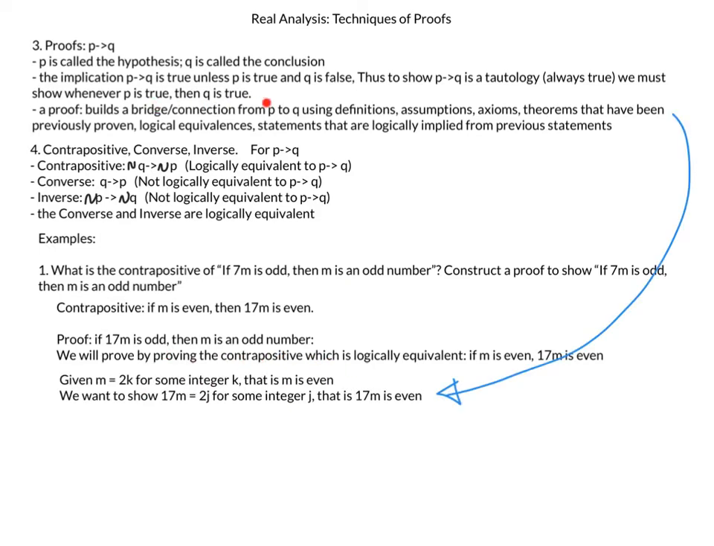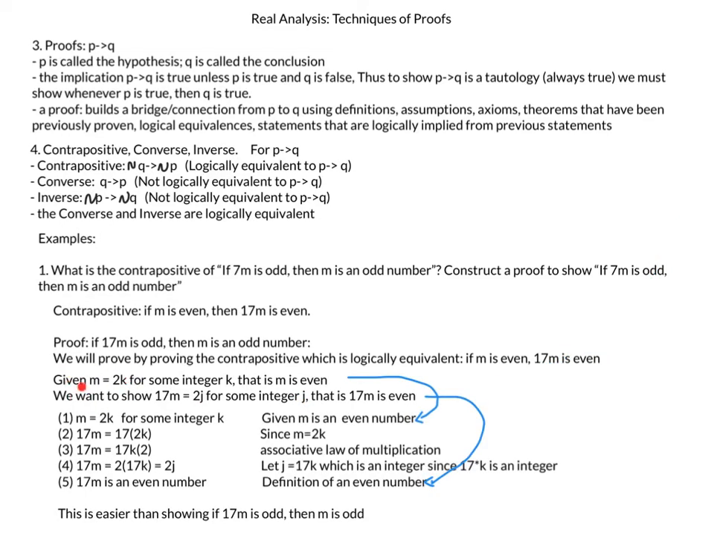So I'm going to use this idea of building a bridge, and I'm going to build it from the hypothesis, if M is even, and then I want to show Q, the conclusion. So if M is even, I'm going to start with given M is equal to 2k for some integer k. That's another way of saying that M is even. And then to show my bridge or my connection, I like to say what it is that I need to show in my proof. So my goal is to show that 17M is also even. In other words, 17M is equal to 2j for some integer j.